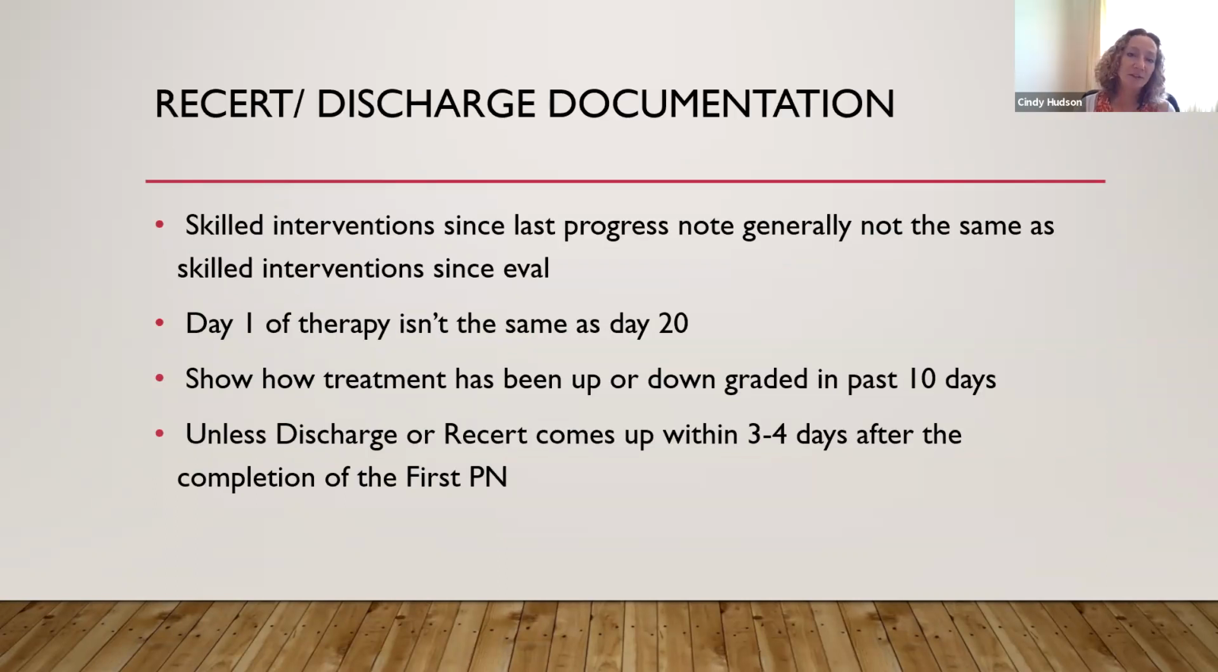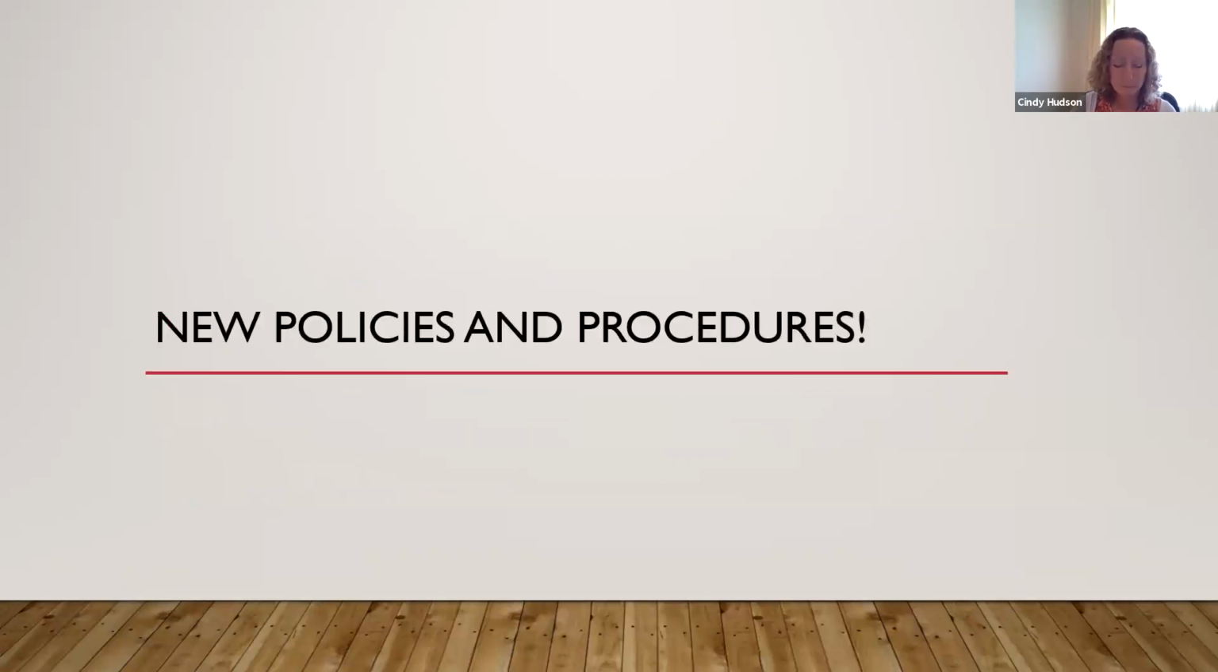Moving along to discharge and restart documentation, skilled interventions since the last progress note generally are not going to be the same as the skilled interventions that we've provided since the evaluation, because we know that in reality, day 1 of therapy isn't going to be the same as day 20 or 25, whichever it might be. You want to show how treatment's been upgraded or downgraded in the past 10 days. And unless that discharge or restart comes up within 3 or 4 days after the initial progress report, typically we want to show how that therapy has been progressive or in some cases been downgraded to meet their needs. So we want to make sure that we're showing that diversity of care that we're providing.